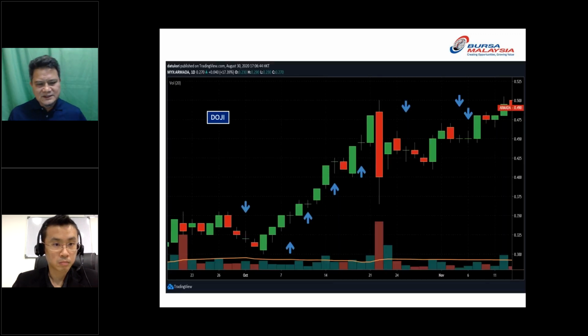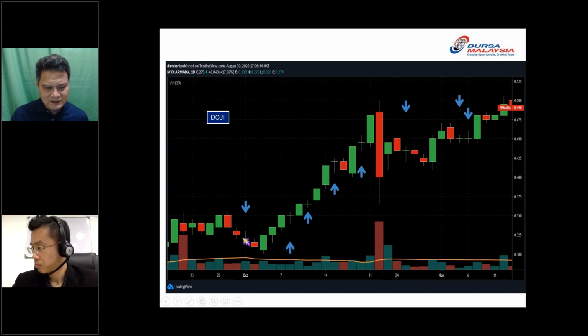Okay. This is an example of doji. You can see there's an example of doji here. As you can see, for example, after this doji the price goes further down. Sometimes here you can see there's a doji, and after the doji it goes up higher.